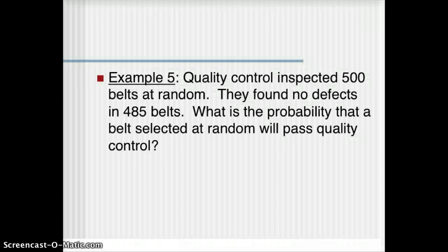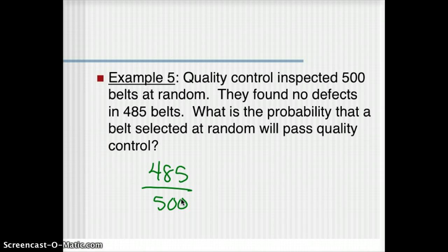A problem. Quality control inspected 500 belts at random. They found no defects in 485 belts. What's the probability that a belt selected at random will pass quality control? Okay, so we want to say how many times did this happen? No defects, that means they probably passed, was 485 out of the total of 500 trials.